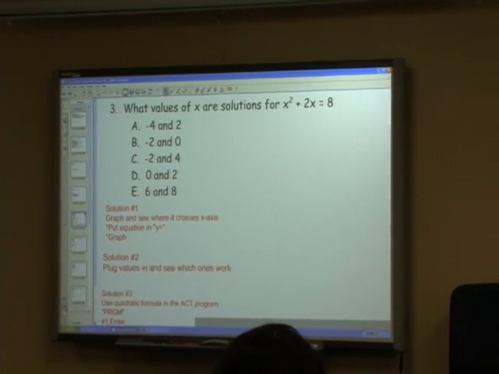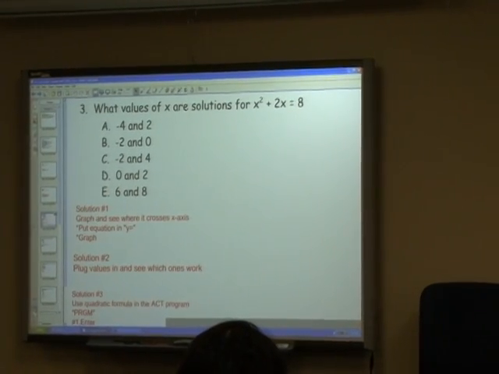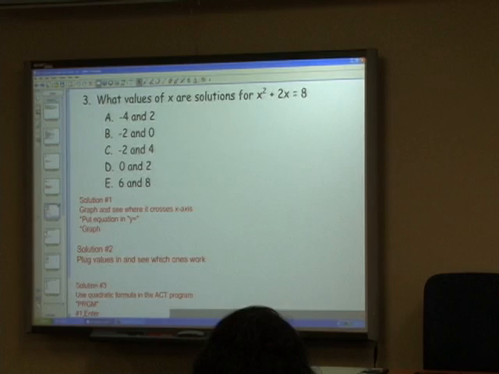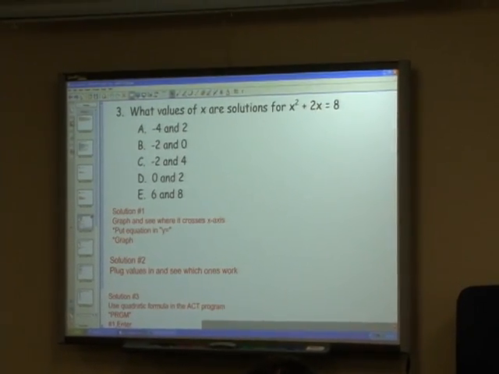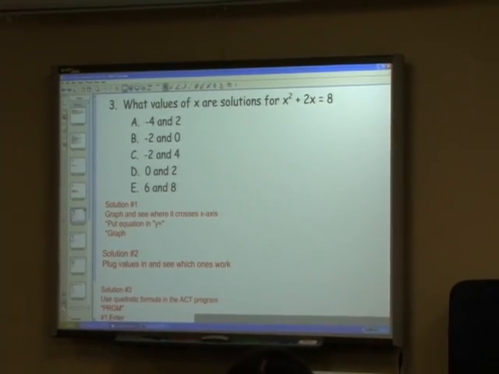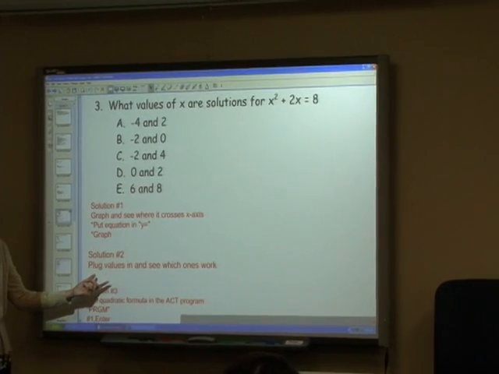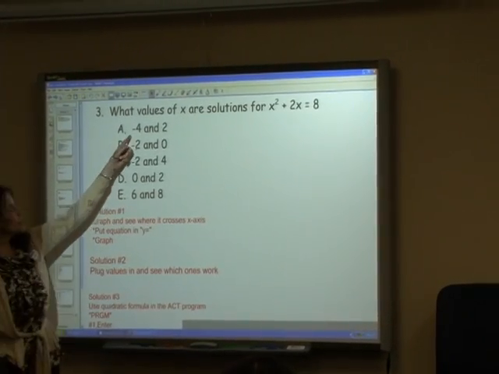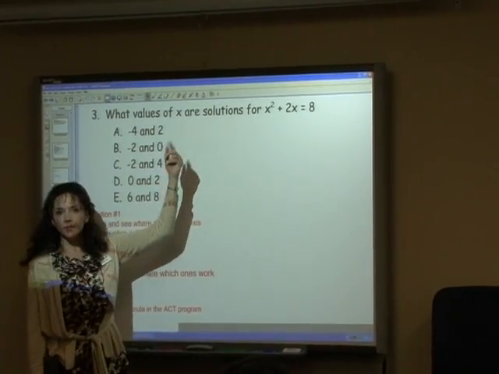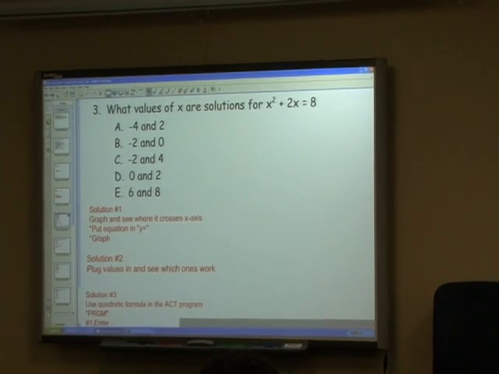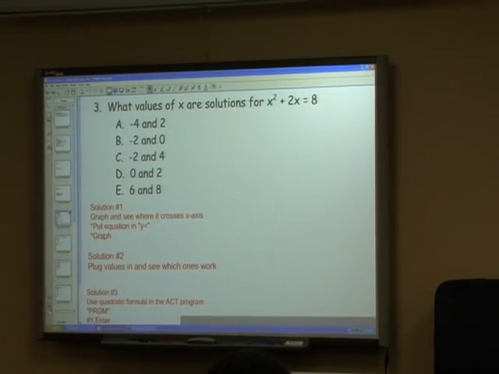What values of x are solutions for x squared plus 2x equals 8? There's lots of different ways you can solve this problem. Okay? One way is solution number 2 that I put on your paper. Start plugging each value in for x, see which one works. Okay, that's going to take a little bit of time.